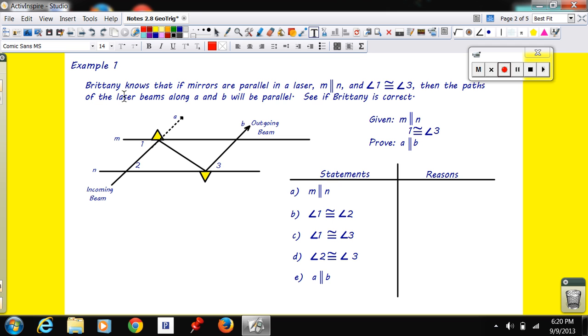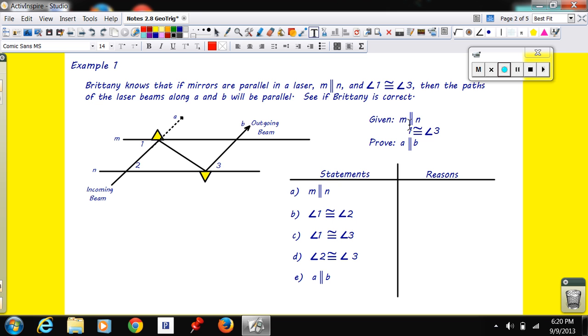Okay, here's an example one. Brittany knows that if mirrors are parallel in a laser, which is where M is parallel to N, here's the mirror. So the laser is coming up to this first mirror, and it's banking off the mirror going to the second mirror. It's banking off that mirror, and it's coming up, and they're going to make parallel lines. So in this case, the mirrors were on parallel planes, and angle 1 is congruent to angle 3. Then the paths of the laser beams along A and B will be parallel. See if Brittany is correct.